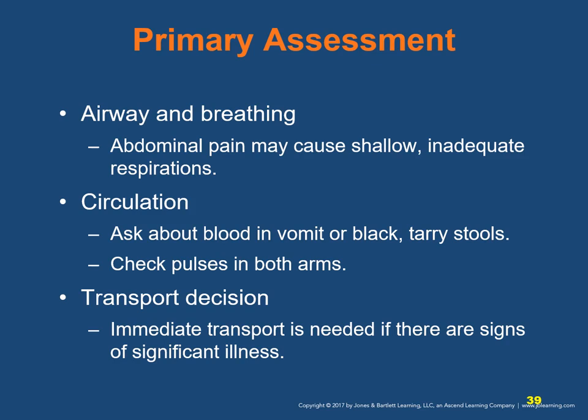In the primary assessment, the first priority is to identify and treat life-threatening conditions. Assess the patient's level of consciousness and ABCs. Rapidly observe the patient and the environment. The patient will often have knees drawn up to the chest to ease the pain of an acute abdomen. Consider necessary treatment and transport options. Form a general impression.